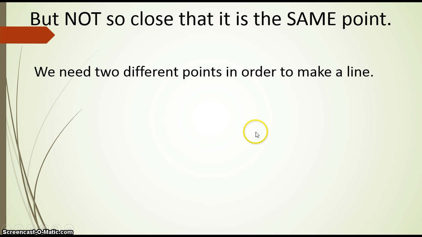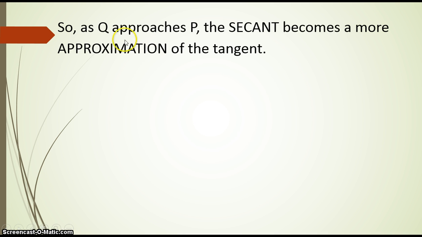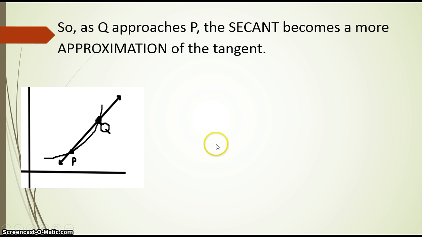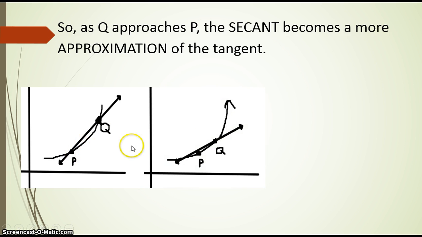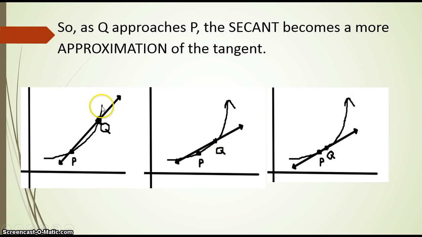We remember this from algebra. So, as Q approaches P, the secant becomes a better approximation of the tangent line. Here's where Q was. As Q approaches P, the original secant line becomes a better approximation, the closer we get, of what the tangent line would be. Q is here, now it's here, now it's here. That line becomes a better approximation of what our tangent line could be at that point.